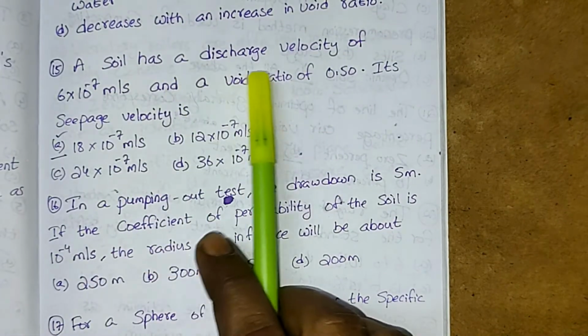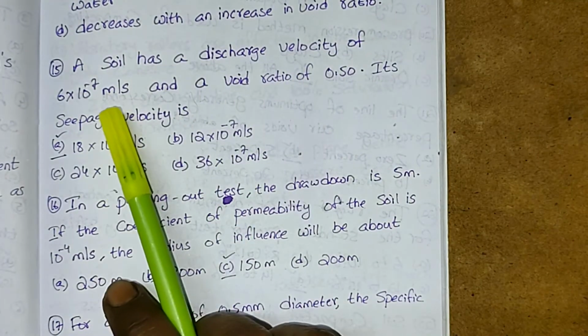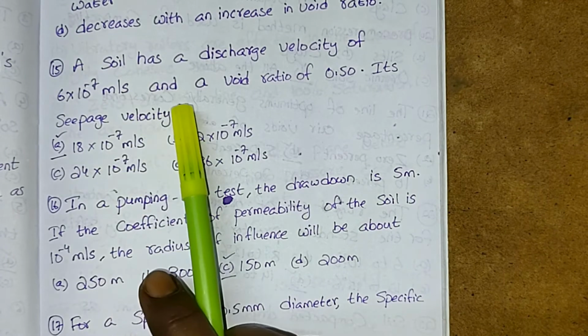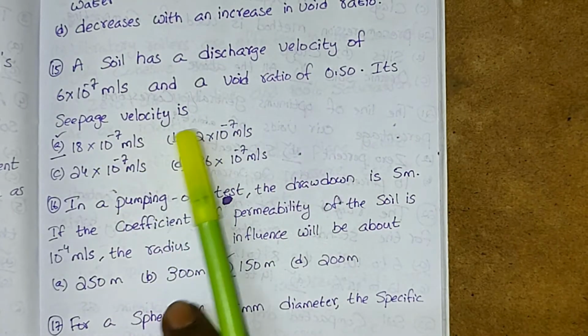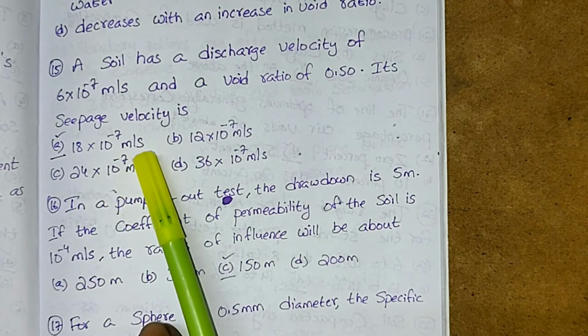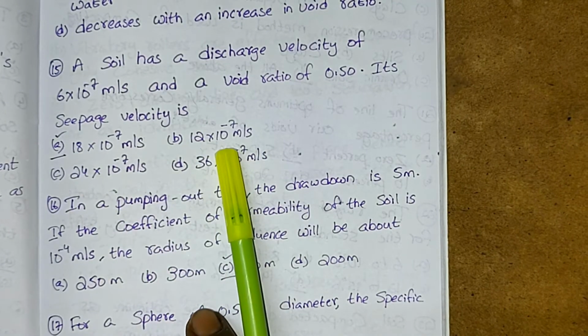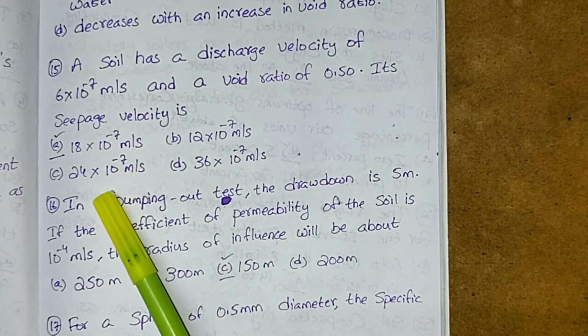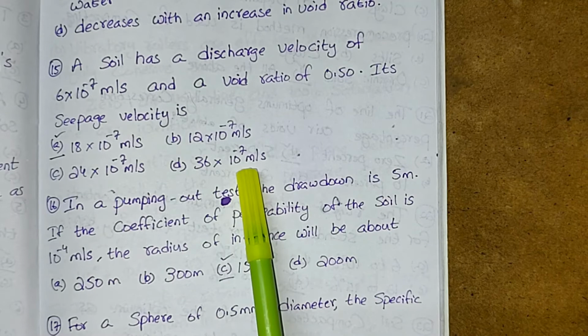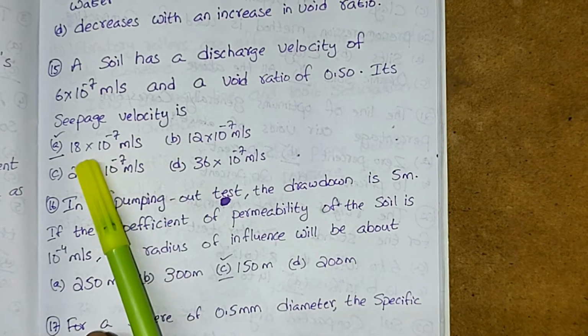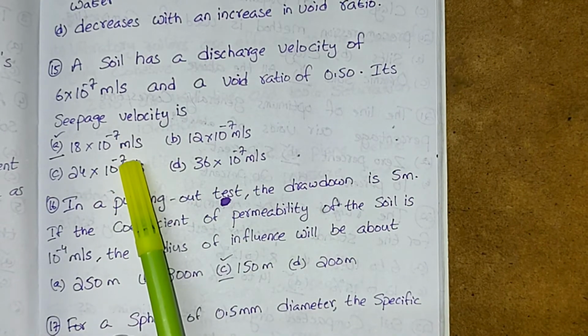A soil has a discharge velocity of 6 × 10^-7 meter per second and a void ratio of 0.50. Its seepage velocity is 18 × 10^-7 meter per second, 12 × 10^-7 meter per second, 24 × 10^-7 meter per second, 36 × 10^-7 meter per second. So the answer is 18 × 10^-7 meter per second.